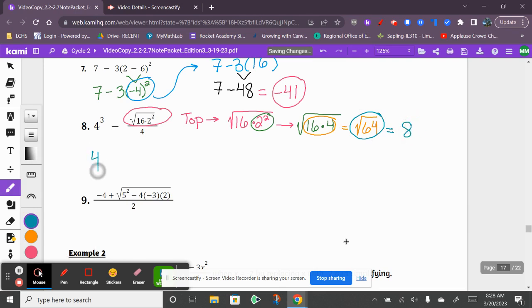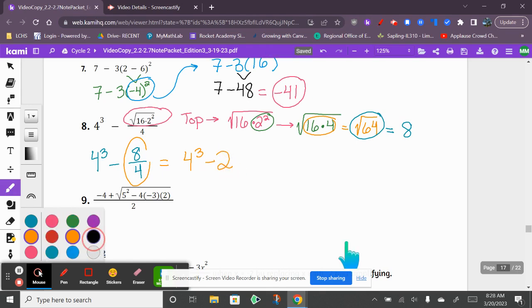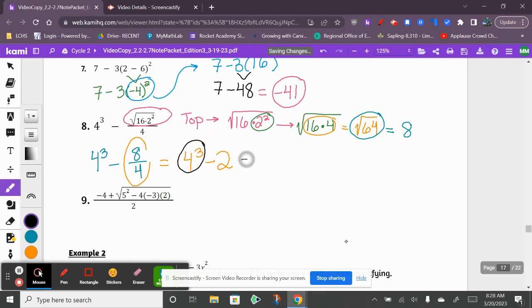So now I have 4 to the third minus 8 over 4. So now we can just simplify this part. 8 over 4 is just 2. So we have 4 to the third minus 2. I have an exponent, so I'm going to use that next. 4 to the third is 64. So 64 minus 2, I end up with 62.